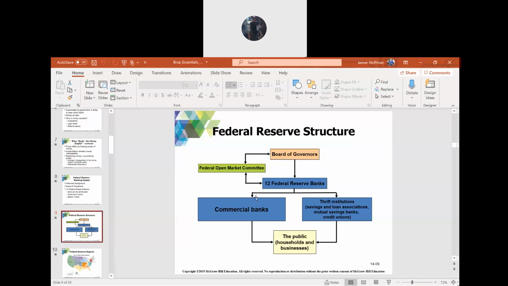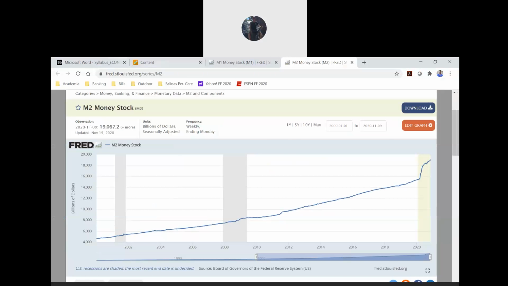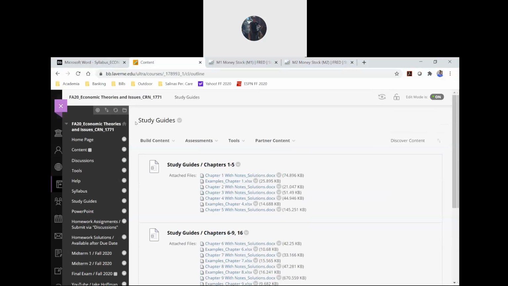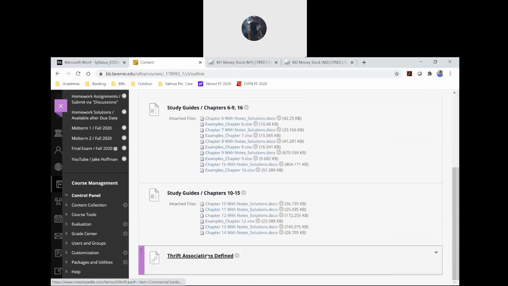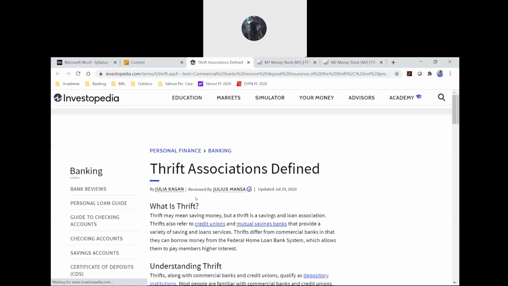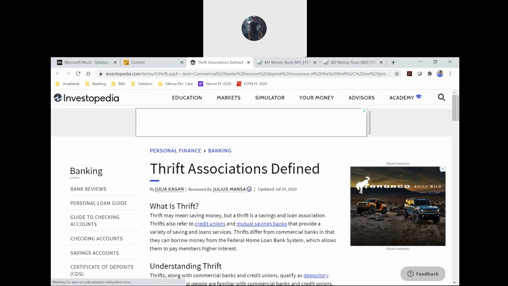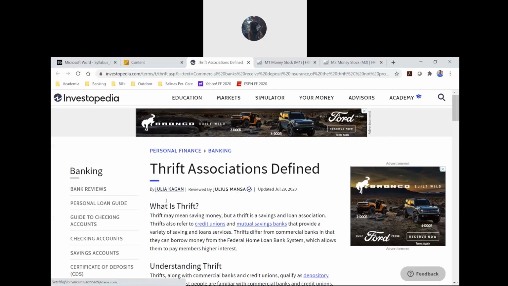Okay, and actually, I put a little link. So you're probably familiar with commercial banks, maybe not so much thrift institutions. And so I put a little web link on just a little comparison of commercial banks versus thrift institutions. So under the study guide section, if you scroll down, you see thrift associations defined. All right, so it's a nice little article in Investopedia explaining just the little differences of thrifts versus commercial banks.